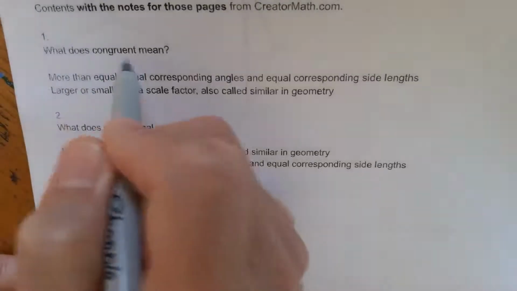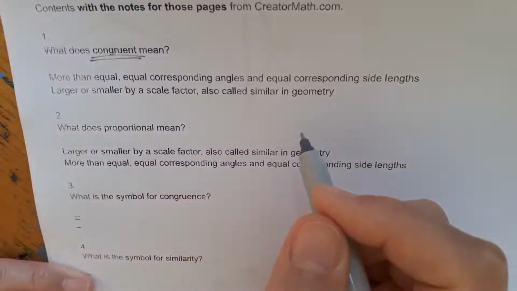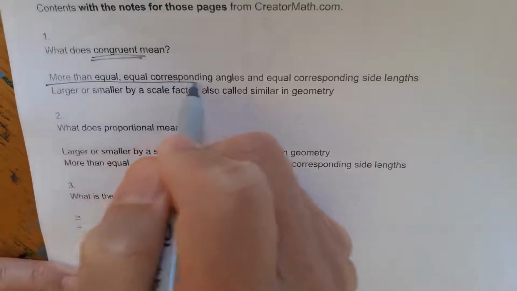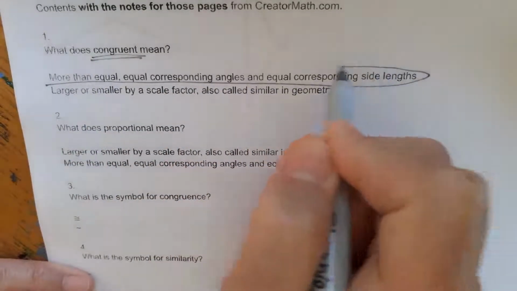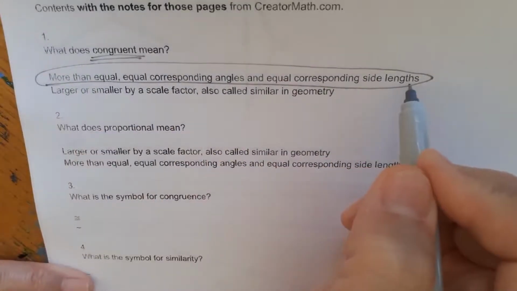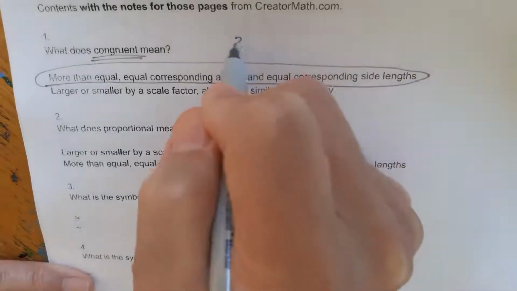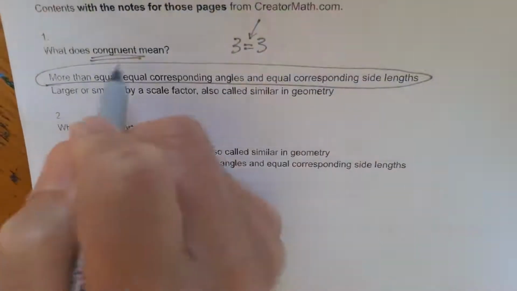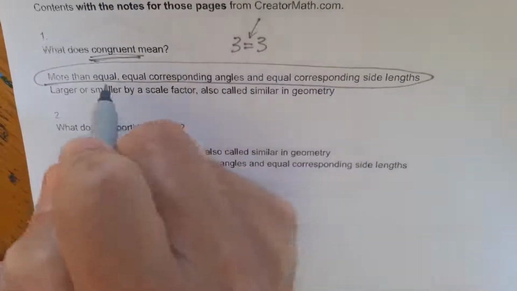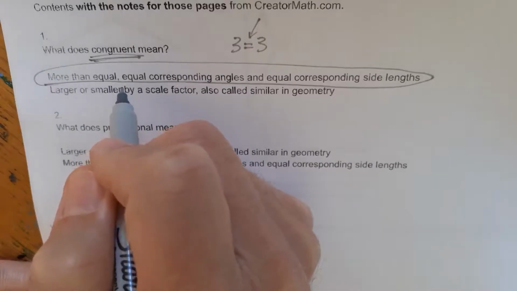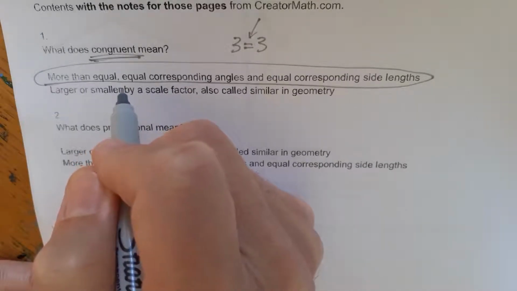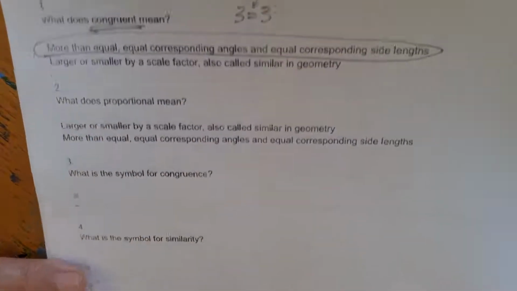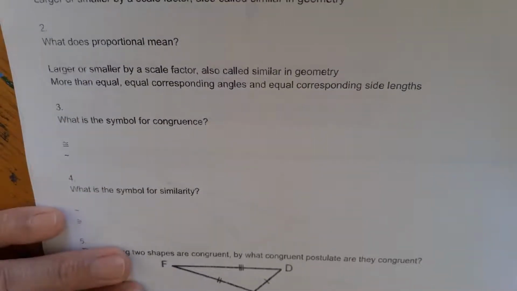So what does congruent mean? All right off the bat, they're going to check our understanding of what these terms mean, okay? It's more than equal. It means equal corresponding angles and equal corresponding side lengths. So it's not just 3 equals 3. That's what you learned way back when, when we used equals. Now we're using congruent. It means more than equals. It's multiple aspects of equality that are used to demonstrate that these two shapes, in this case triangles, are exactly the same. All right, what does proportional mean?